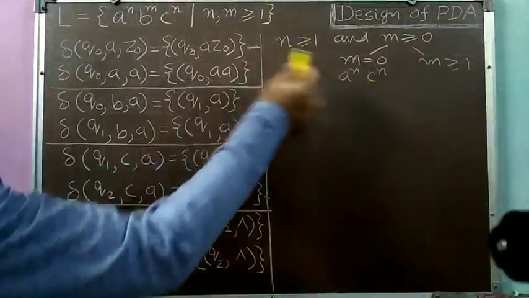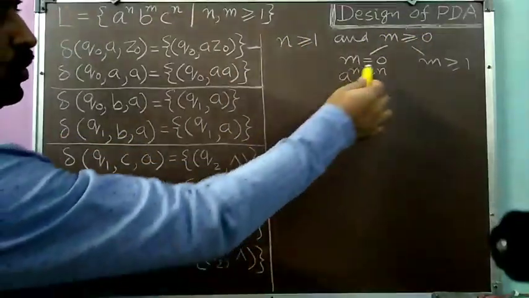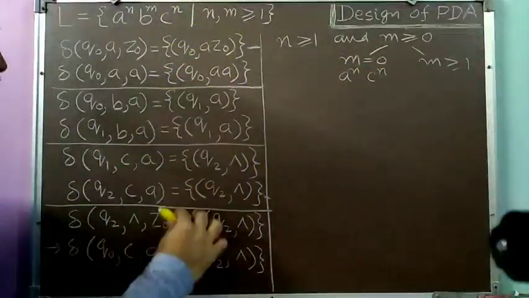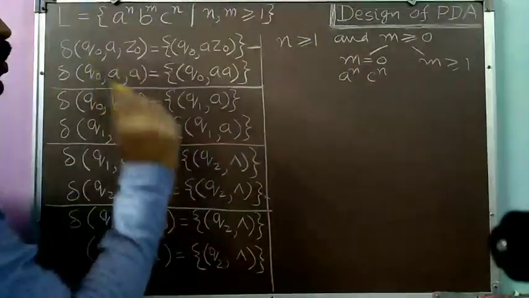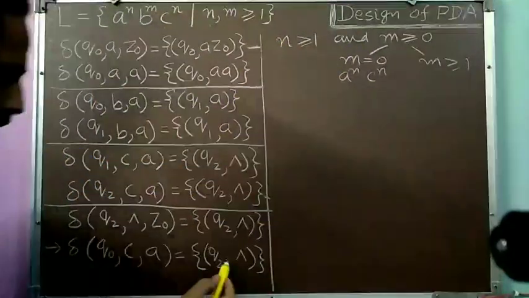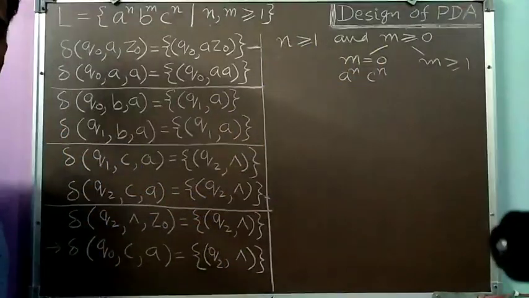So when we have to convert our solution to m greater than or equal to 0, we will write all the transitions corresponding to n greater than or equal to 1 and m greater than or equal to 1, and we will add this additional transition for representing when m is also equal to 0.